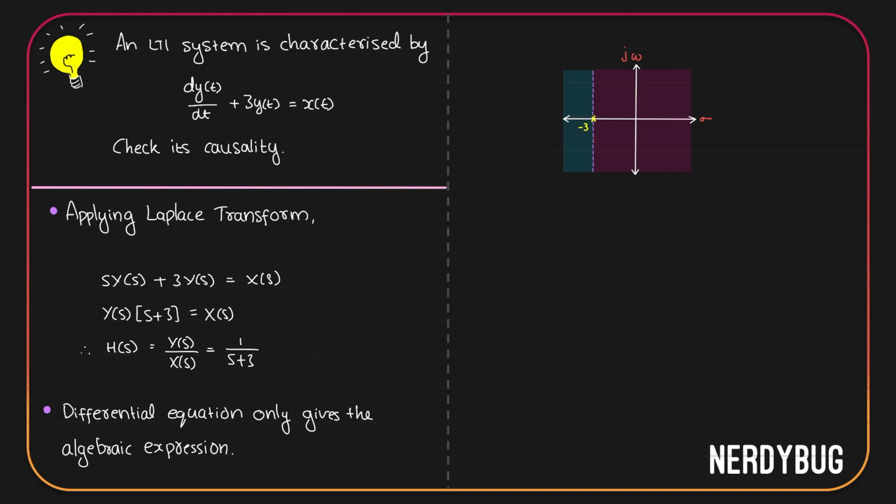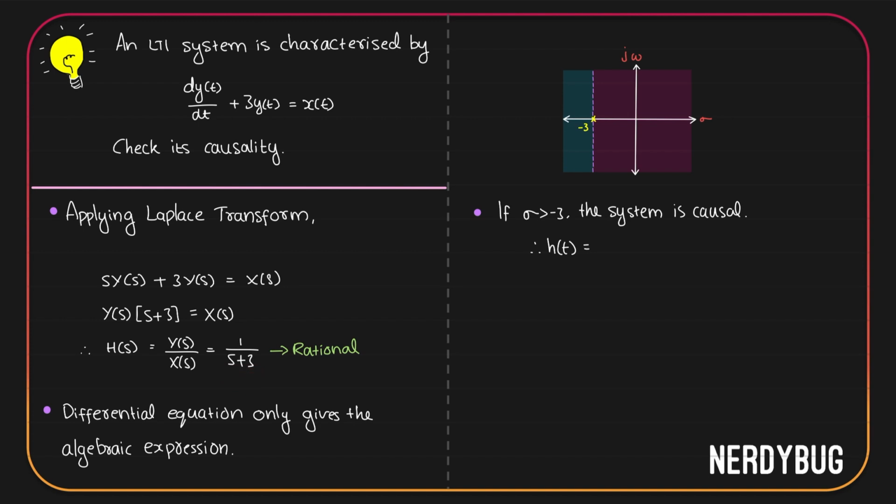But before that, one thing we can notice is H of s is 1 by s plus 3. It is a rational function. So if I take the ROC to be sigma greater than minus 3, that means the ROC is towards the right of the rightmost pole and my system will be causal. So if sigma is greater than minus 3, the system given is a causal system. Then we can write its impulse response h of t, which is the inverse Laplace transform of H of s, 1 by s plus 3. Inverse Laplace transform of 1 by s plus 3, if it is right-sided, is e raised to minus 3t u of t.